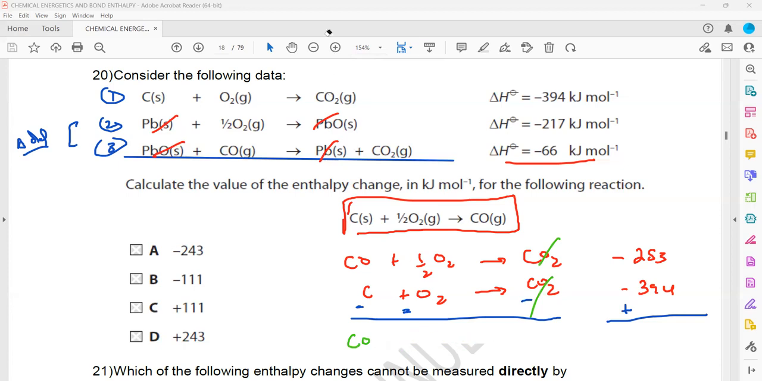So carbon monoxide equals C plus half oxygen. And when we simplify, this gives us plus 111. So for carbon monoxide to convert into carbon and oxygen, it's plus 111. But our equation is opposite. So what will be the energy change for the opposite equation? It will be minus 111. That's why B will be the right answer for this.